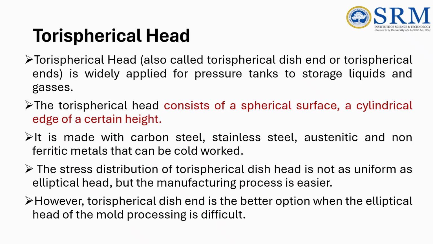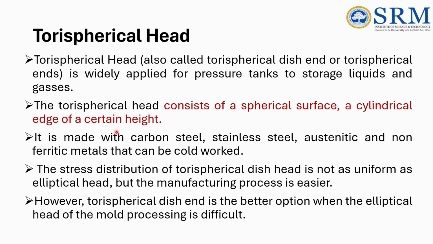Next, coming to torus spherical head. Torus spherical head is also known as torus spherical dished end or torus spherical ends. It is used for pressure tanks to store liquids and gases. It consists of a spherical surface and a cylindrical edge of a certain height.